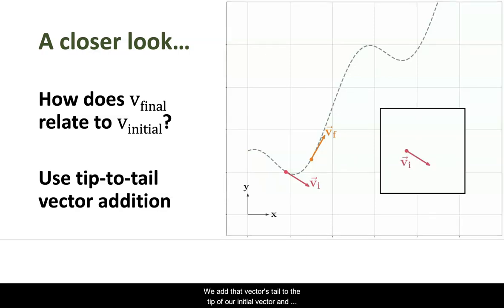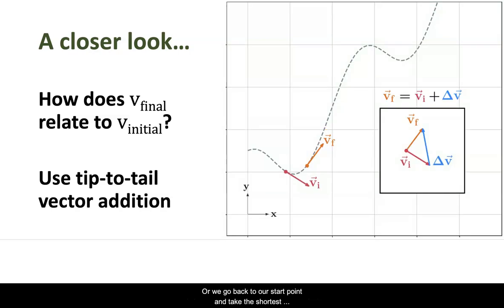We add that vector's tail to the tip of our initial vector and follow the path from the start to finish point. Or we go back to our start point and take the shortest path to our final position. That path is our final velocity vector. V initial plus delta v equals v final.